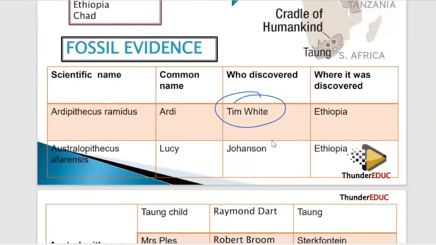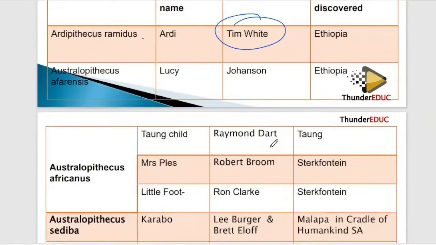So basically, Ardipithecus is Tim White in Ethiopia, and then Lucy. Who discovered Lucy? Lucy is Johanson, in Ethiopia. You understand? The first two, where were they discovered? In the country which was not colonized. You think about that country, and it's Ethiopia.